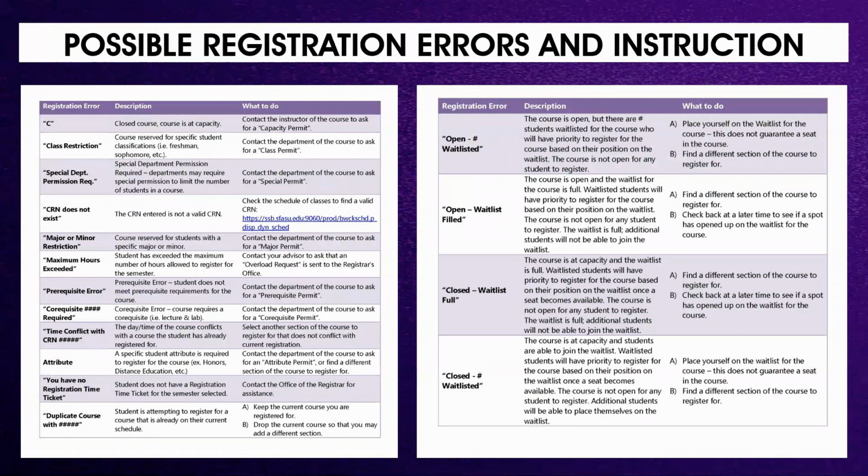During the registration process, you may receive a registration error notification. When this happens, you can use this information to know what to do. You can download this document online at sfasu.edu/registrar.